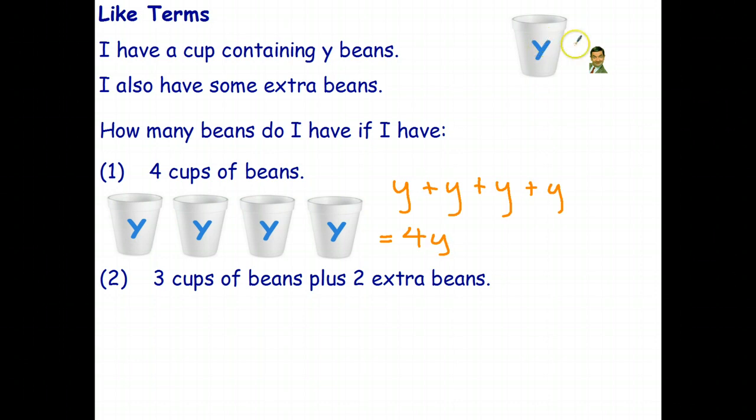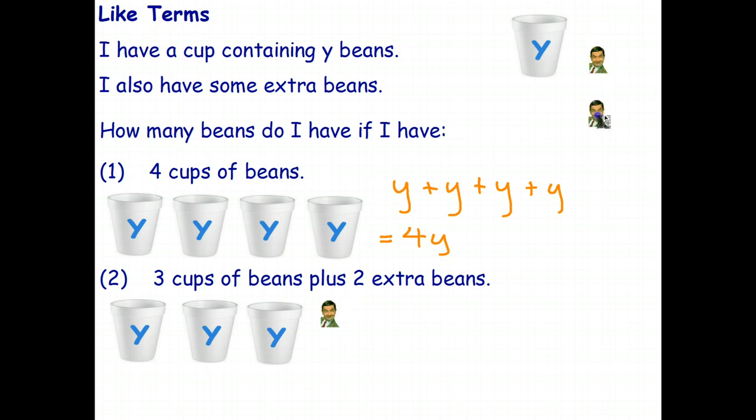Okay, what about 3 cups of beans? So we'll drag those down here, and then 2 extra beans. So let's bring in the 2 extra beans. Okay, so we want to write that algebraically. Well, y plus y plus y is 3y plus, then I've got 2 extra beans. So the number of beans is 3 times y plus 2.